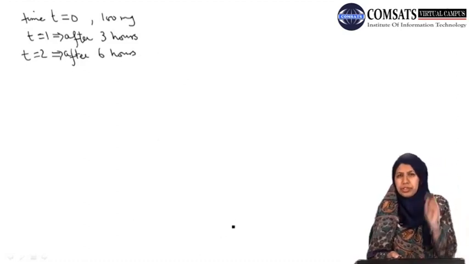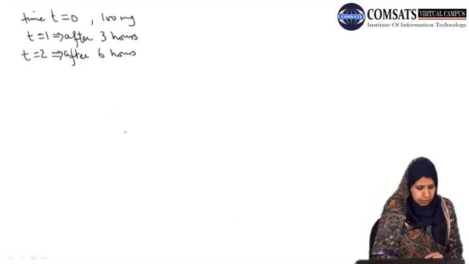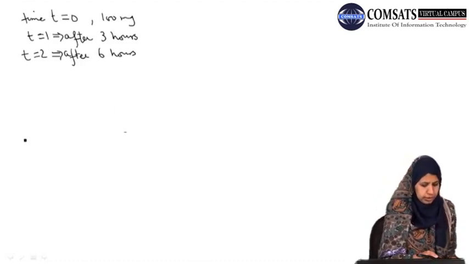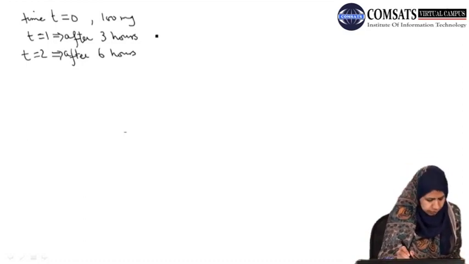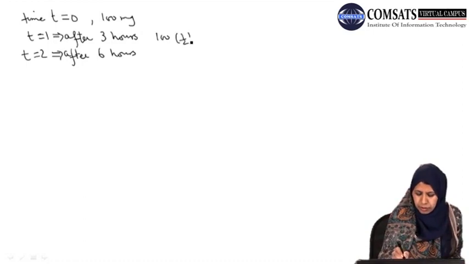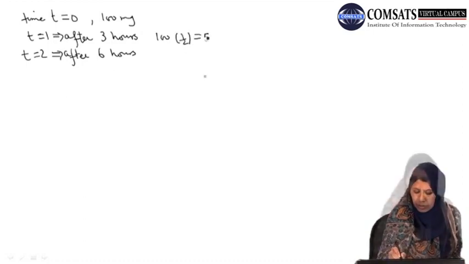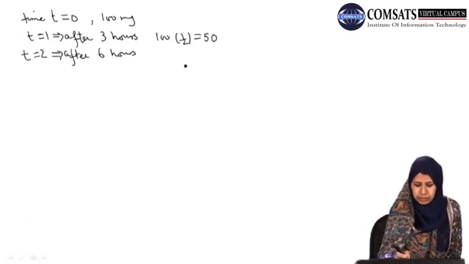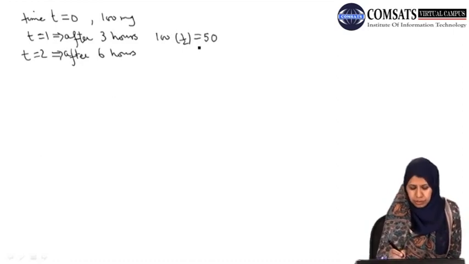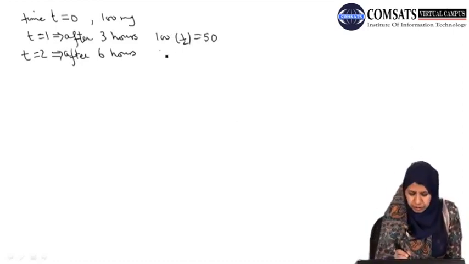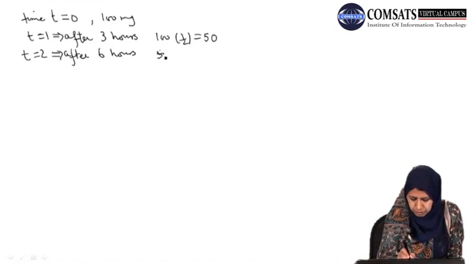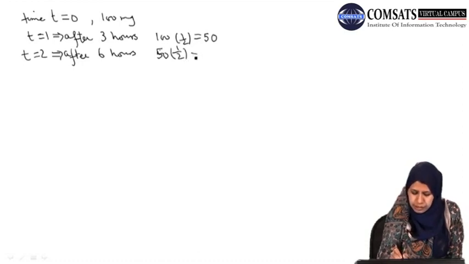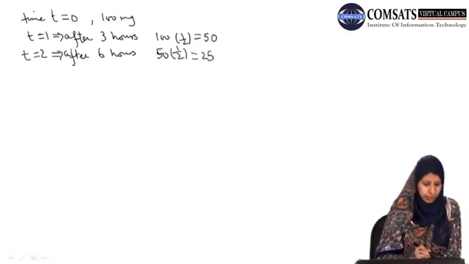So when time t is equal to 0, the amount was 100 mg. After 3 hours, let's say t is equal to 1, the amount was reduced to half of the current value, that is half of the current value 100, which is 50. Okay, after 6 hours means t is equal to 2, the amount is further reduced to half of the current one, which is now 50, and the amount is reduced to half of it, which is nothing but 25.